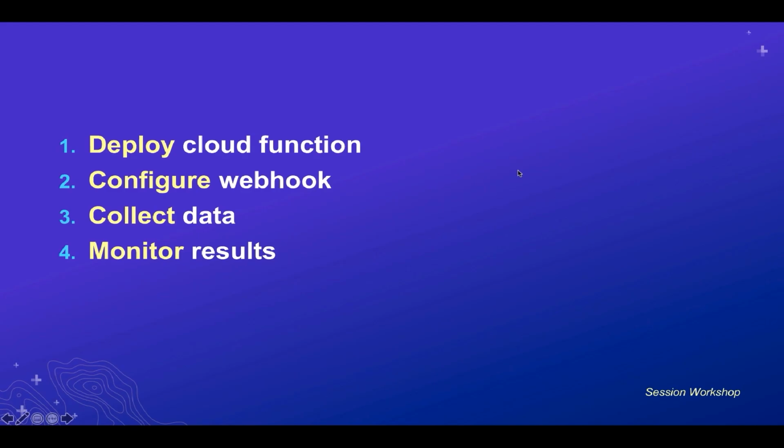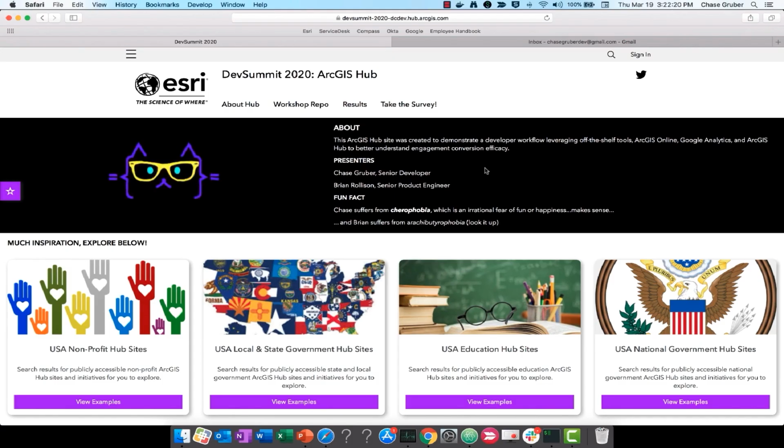So now with our cloud function deployed and our webhook configured, our engagement funnel is complete. So what's left is to sit back and collect data. And then finally, the last step would be monitoring our results. So now we can step through our engagement funnel from start to finish.